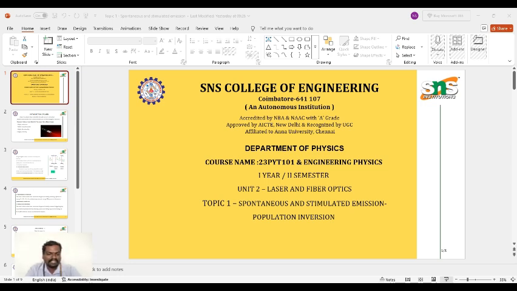The rate of transition is given by the rate of stimulated emission from energy state 2 to energy state 1, which equals B21 rho(nu) N2. The rate of spontaneous transition from energy state 2 to energy state 1 equals A21 N2. From these equations, we get the Einstein coefficients.